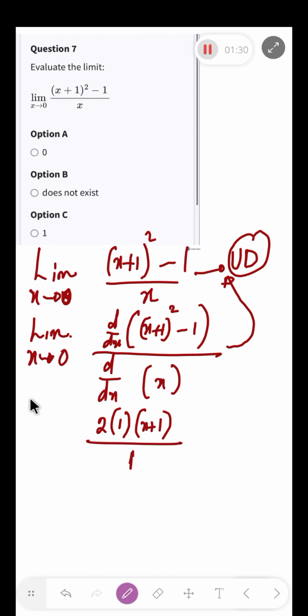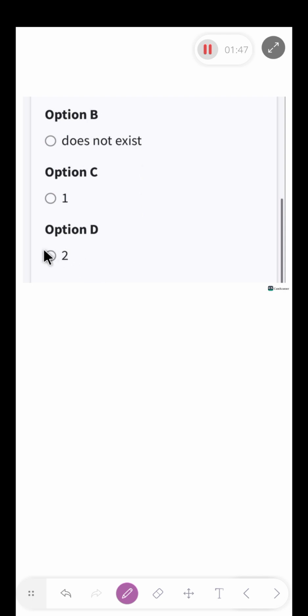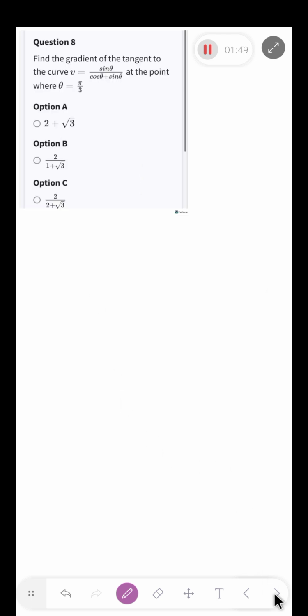So when I put in the limit as x tends to 0, we end up having 2 open brackets, 0 plus 1, right, over 1. And that's 2 times 1 over 1, that's 2. So let's check the option, it is not here. Let's check the next option. Option D is correct. Now let's move straight to the next question.